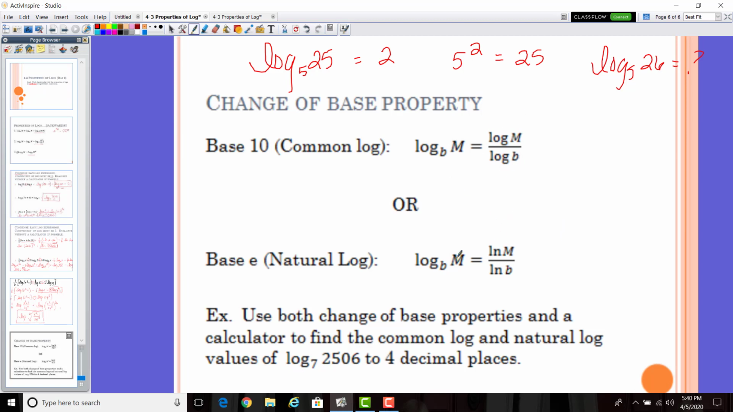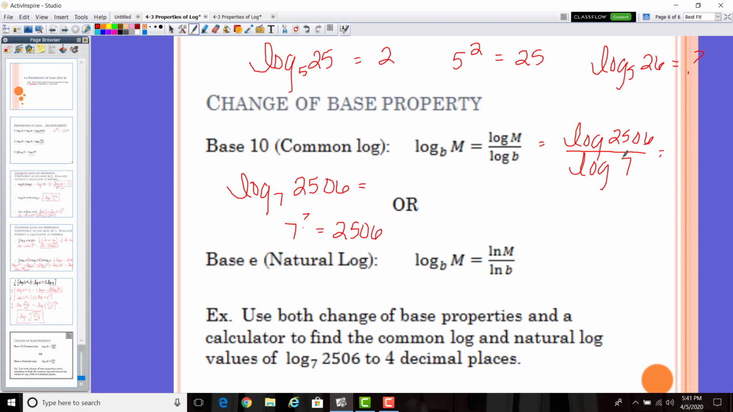Okay, so down here I'm asking you to find the value of log base 7 of 2,506. So I'm trying to figure out 7 to what power gives us this value. It's not a whole number, so we're going to need a calculator. So if we go through the common log, we're going to use the common log of 2,506 and divide that by the common log of our base 7. If we go through the natural log, it looks the same way. We just have to make sure we use that.